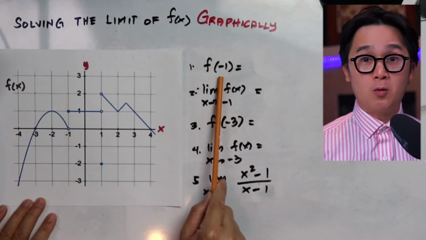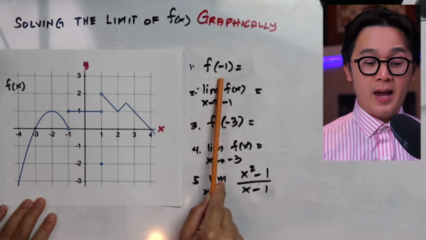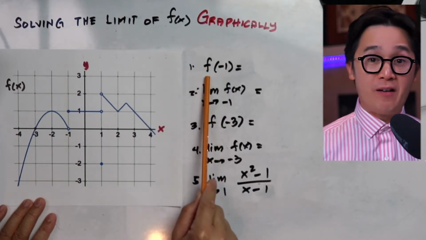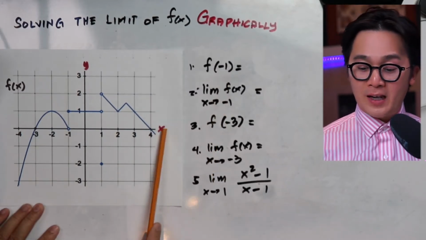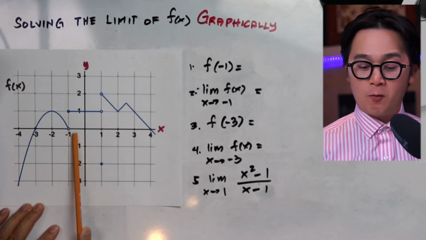So for problem number 1, this is just an algebra problem, and we know that if we're looking for f of -1, we need to know what the value of y is if x is equal to -1.